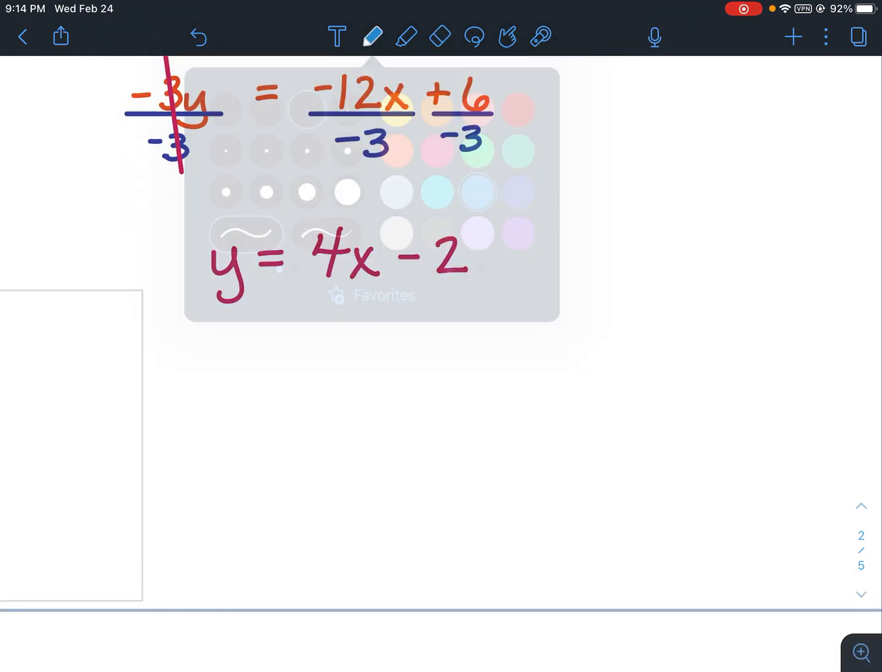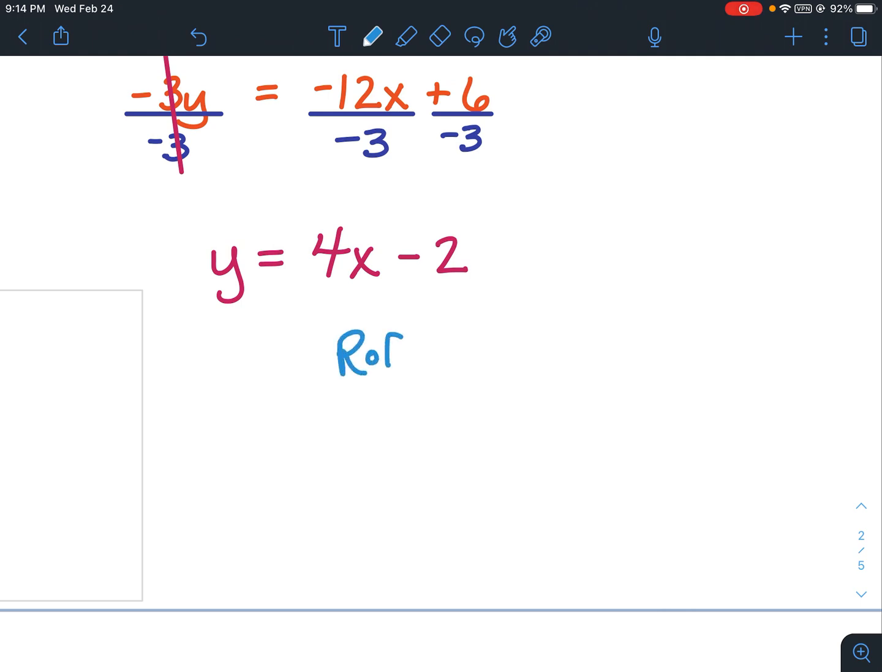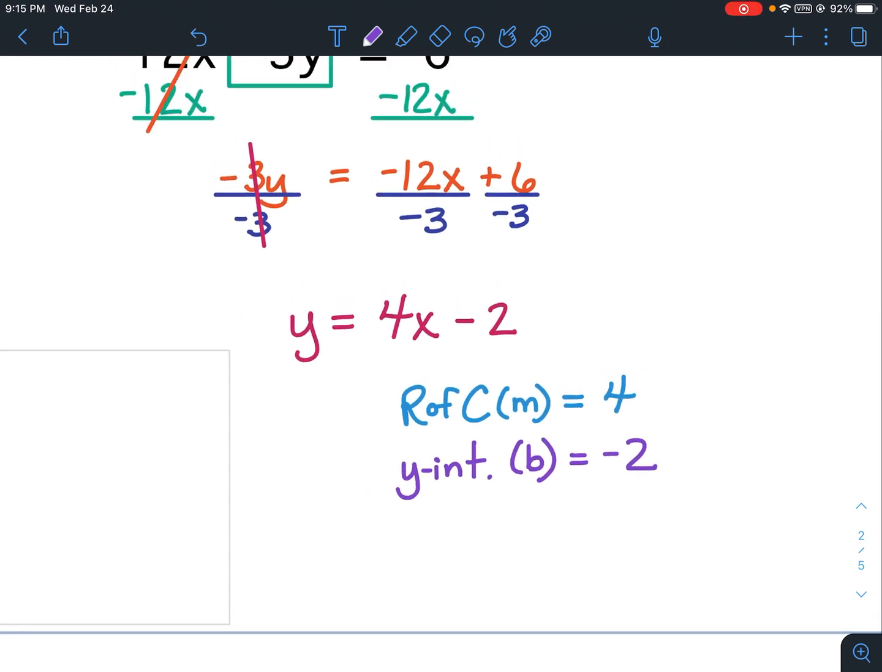Well, we know that our rate of change, I know it didn't ask for this, we're going to write it down anyway, because in the worksheet, one question will ask you about rate of change and the other question will ask you about y-intercept. So we're going to go over both. So the rate of change for this problem, or your slope, is the 4. Your y-intercept, which is b, is the negative 2. Right?